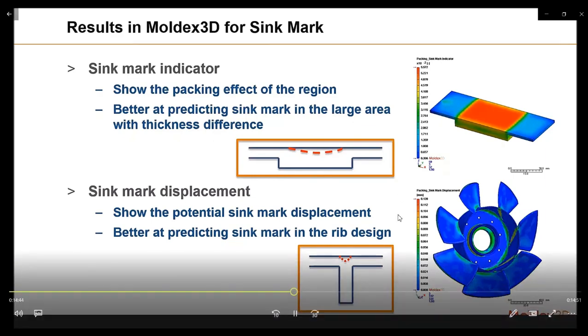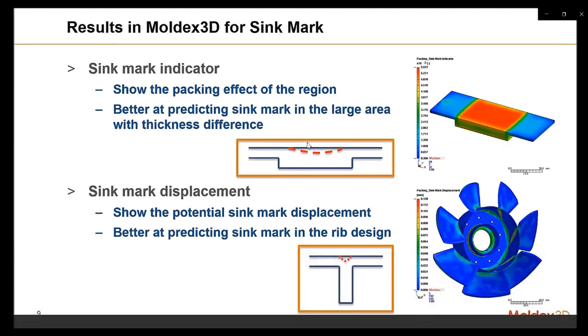We can see the result actually show us the risk and the value of the sink. So by the way, the sink displacement is especially good for predicting the sink displacement. So it can help us to give us a value of the sink, so how much the sink is, and the sink indicator is better for show you the risk of the sink, and it is an index.